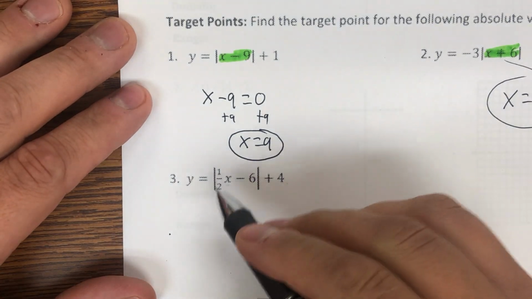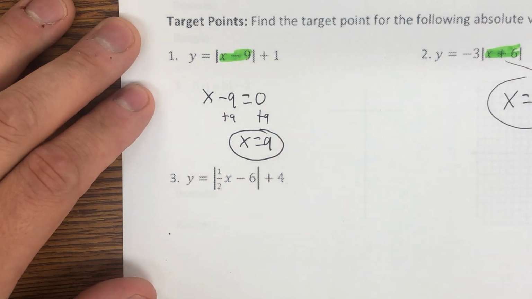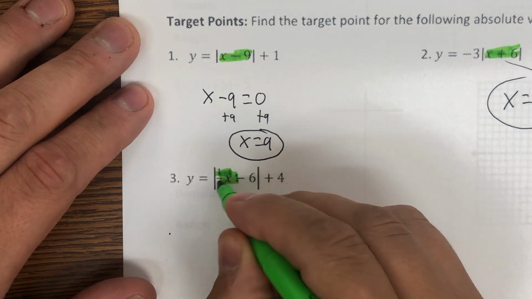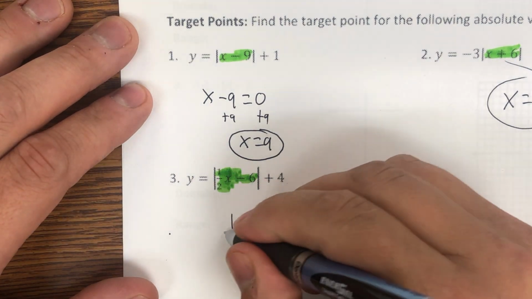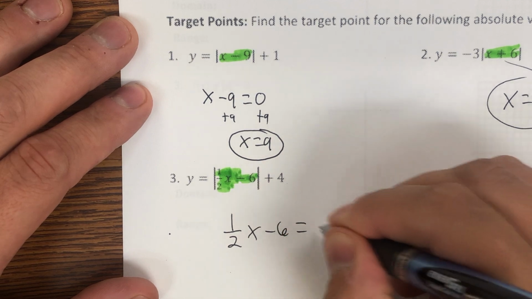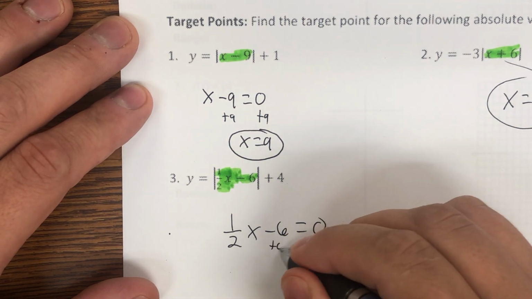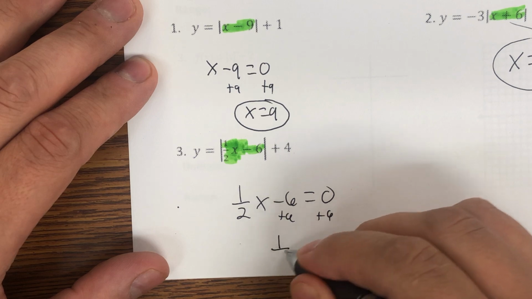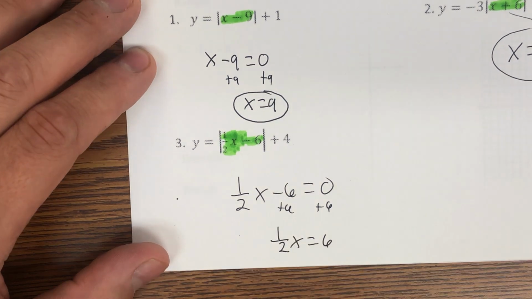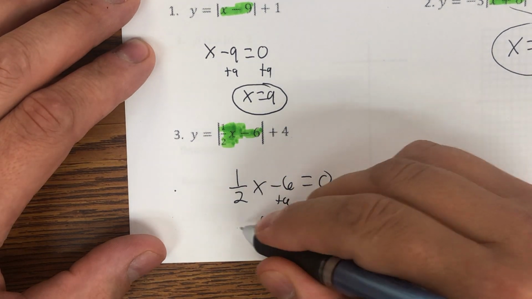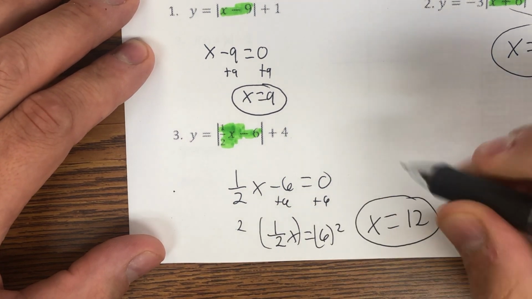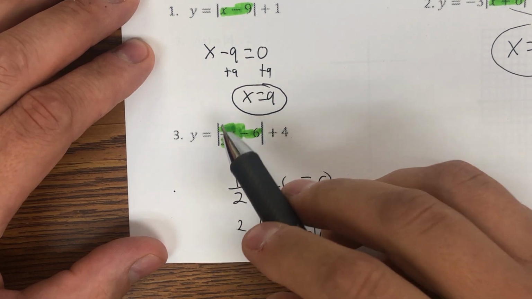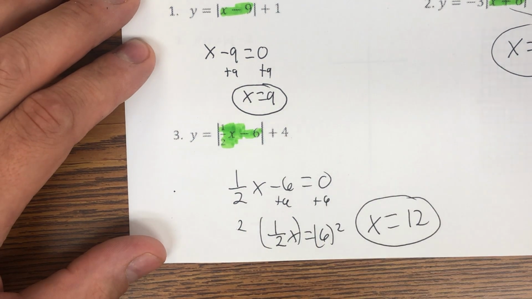Now, when there's a fraction or something, these ones are a little bit tougher to solve. So this one, we are going to write out the equation, and we have to figure out the target point. So when is 1/2 x minus 6 equal to 0? Add our 6, and we get 1/2 x equals 6. And then multiply both sides by 2. x is equal to 12. So that kind of makes sense. Half of 12 is 6. 6 minus 6 is 0. So we are going to have to find these target points.